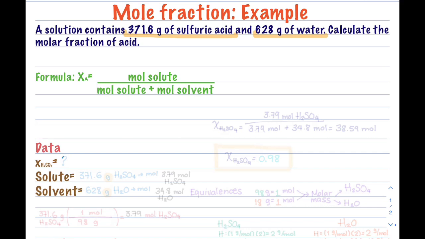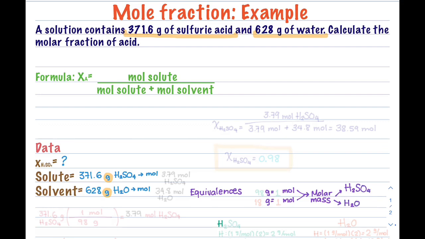According to the information, we don't know the fraction of sulfuric acid. For the solute, we have 371.6 grams of sulfuric acid. For the solvent, we have 628 grams of water, and we need to continue checking the units. In both cases, we have grams. So if we compare it to the formula, we need to change them to moles. So we need to use some equivalences. As both of them have grams and moles, we need to use molar masses of sulfuric acid and water.